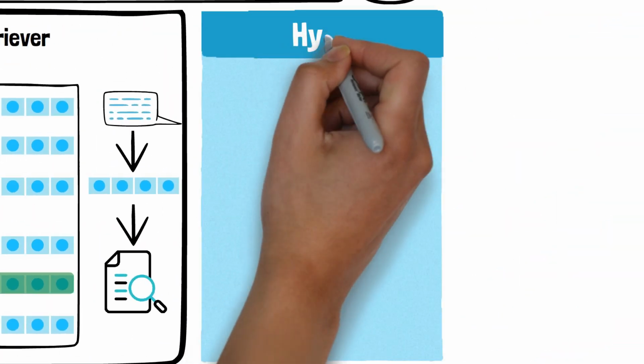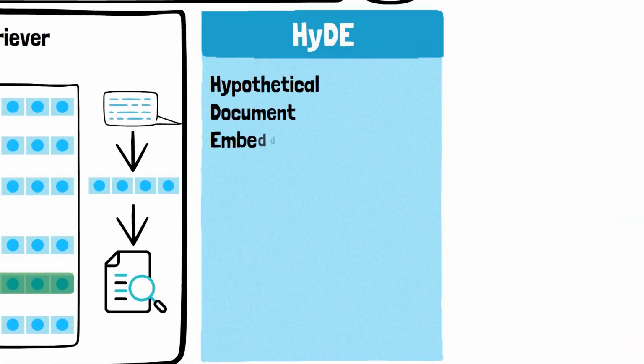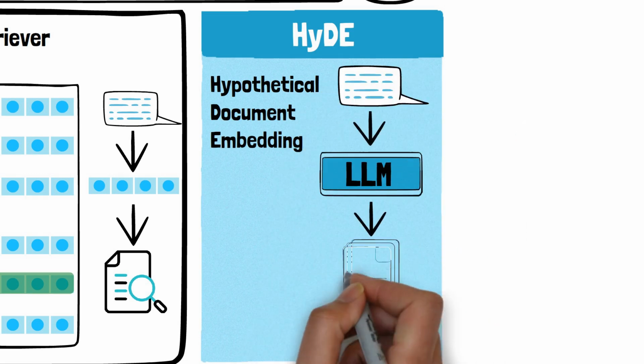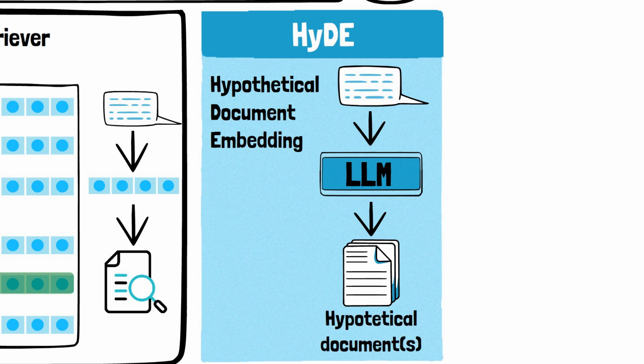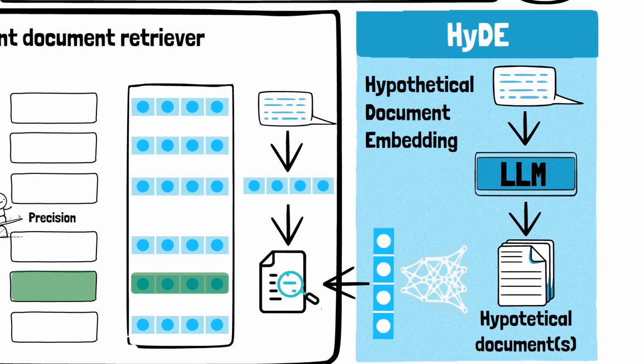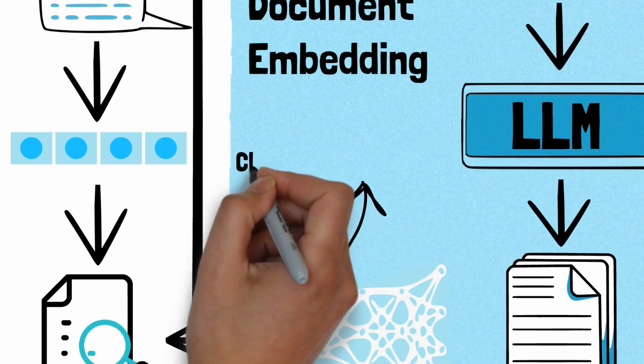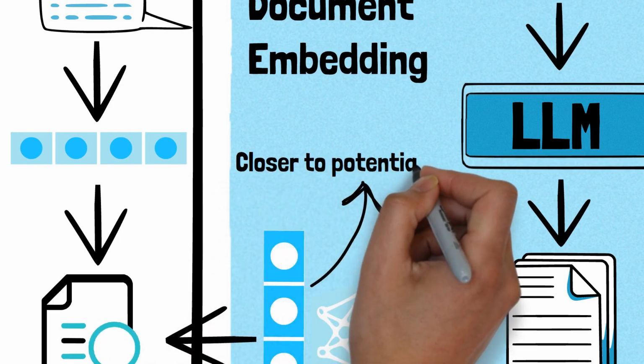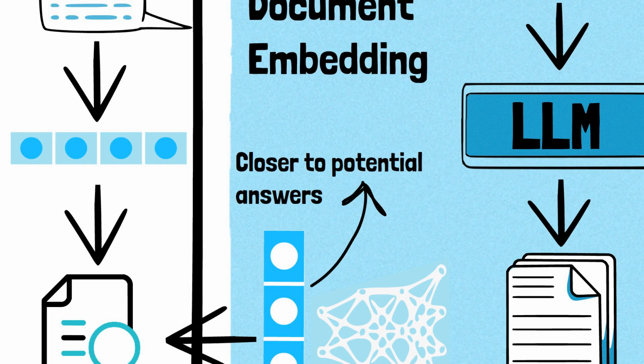We'll finish by looking at a very interesting approach called HyDE. HyDE stands for Hypothetical Document Embedding. When a query comes in, the RAG system prompts the LLM to generate one or more hypothetical documents related to the query. These are then embedded and used in place of the original query to search similar documents in the vector space. The idea is that the embedding of the hypothetical documents will be much closer in the vector space to potential answers, thus improving the overall performance of the retrieval system.